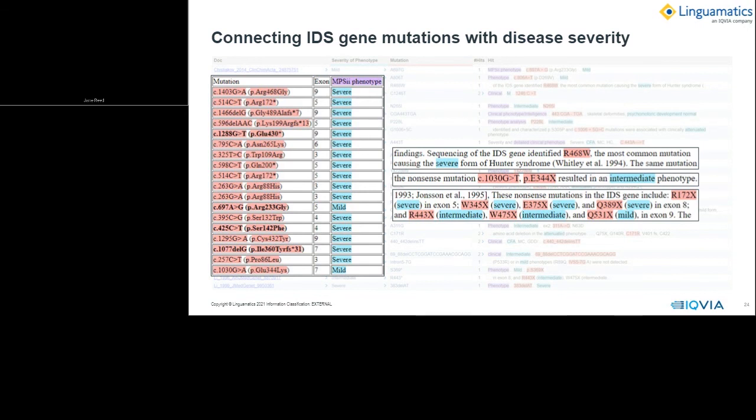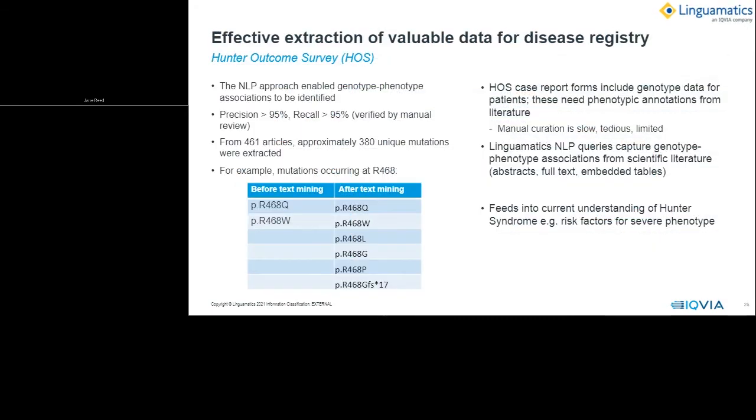And we connect those with disease severity. And really, this has been a very effective extraction of valuable data for the Hunter Outcome Survey Disease Registry. We've been able to identify many observations, and particularly from about 460 full-text articles, find approximately 380 unique mutations. For example, for one particular position, R468, before text mining, we've been able to increase the number of known mutations from 2 to 6. So again, really bringing benefit to the understanding of the natural history of this disease, and being able to link those mutations to the phenotype for neurocognitive development: mild, severe, intermediate, and so forth.